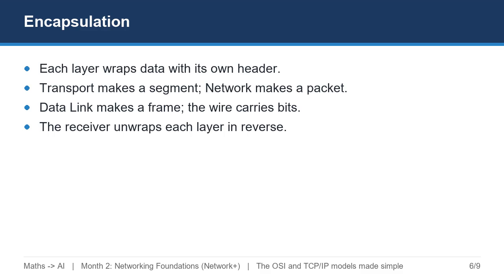As your data travels down the stack, each layer wraps it with its own header. This is called encapsulation. At transport, your message becomes a segment. Add an IP header and it's a packet. Add a MAC header and it's a frame. Finally, it's just bits on the wire. The receiving device unwraps each layer in reverse. Knowing those words, segment, packet, frame, helps you read tools later.